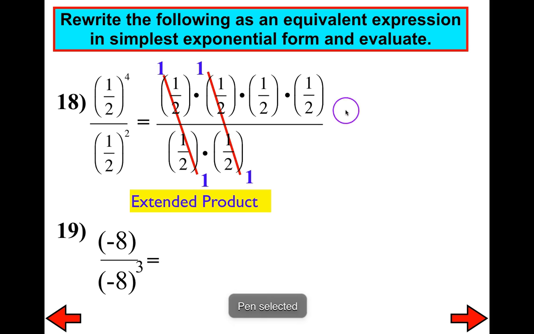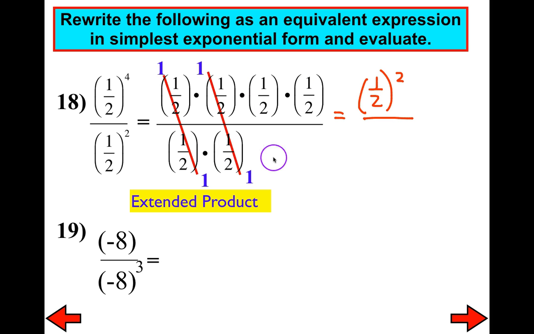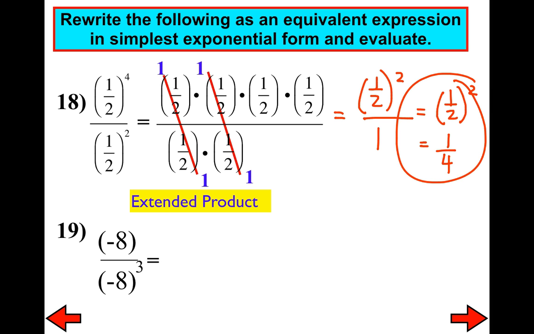Now I'm going to ask you to start with a fraction and say, okay, well, how many 1 halves do I have? I have 2, so that's squared. I have nothing in the denominator, so that's 1. But we often don't leave answers simplified like that. You can take it one step further. You're going to have to say that's 1 half squared. Evaluated would be 1 quarter. So these are the two answers.